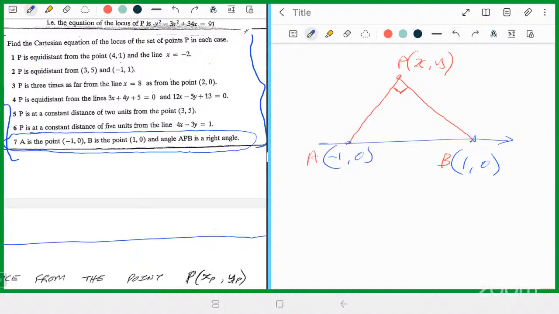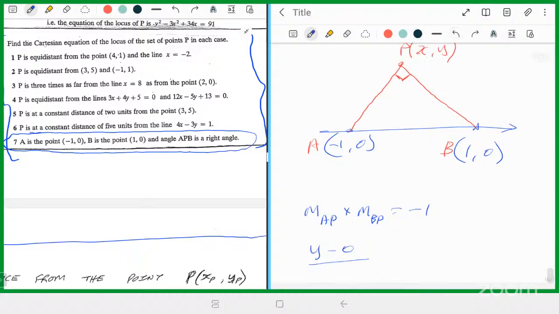The gradient of AP times the gradient of BP is equal to negative 1. Now what's the expression for the gradient of the first line? It's difference in y, that's y minus 0, over difference in x, that's x minus negative 1, which becomes x plus 1.